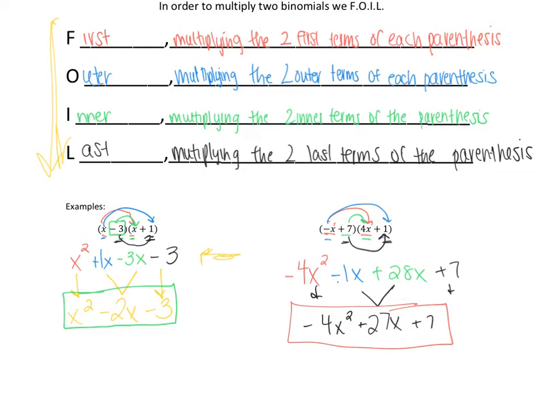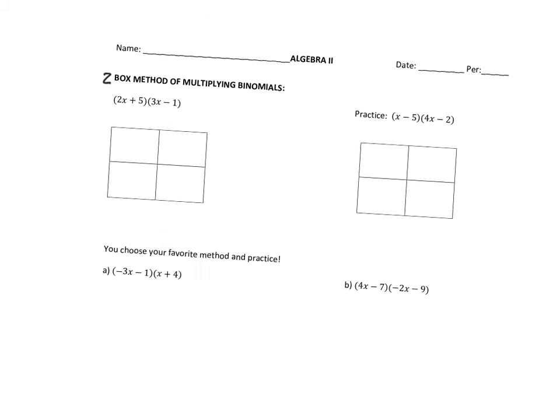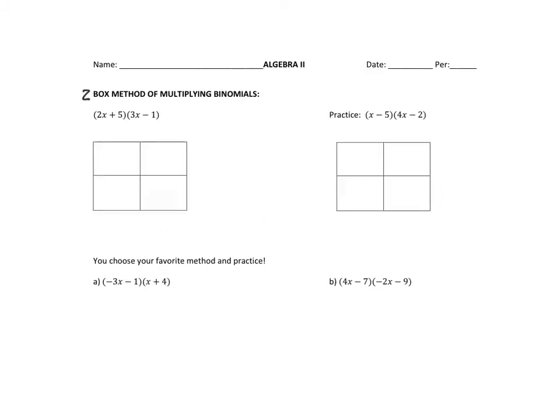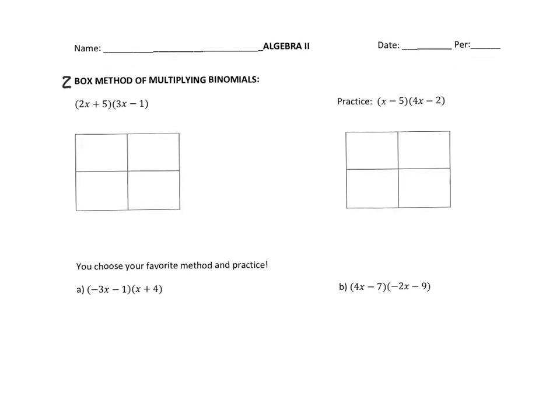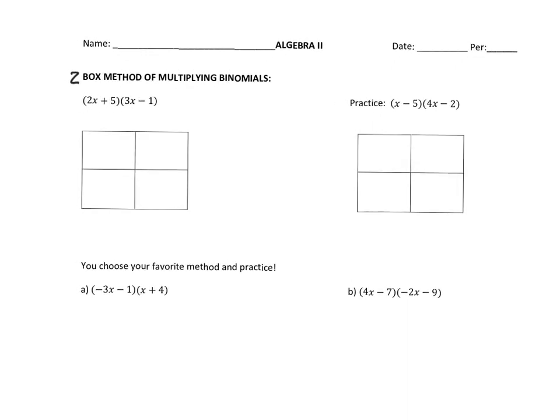That's the way we first learn. Then we can also do something called the ZBox method, okay? I'm going to put a Z here because I like to call it the ZBox method, okay? And what I'm going to do is I'm going to show you how the ZBox method works, okay? Some of you will like this better. Some of you will like to foil better. I do not mind, okay? I do not mind which one you want to do. They both work just as well, okay?